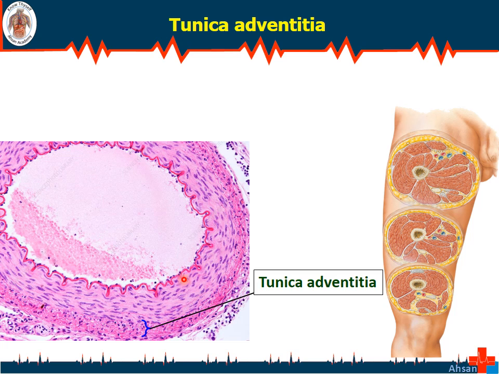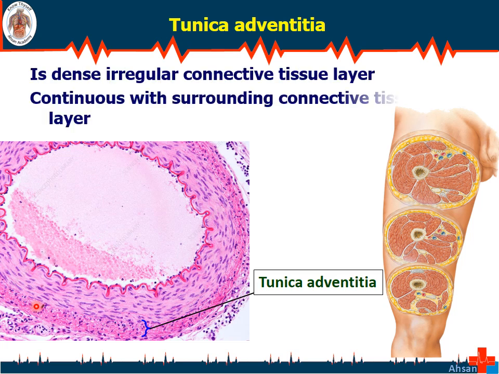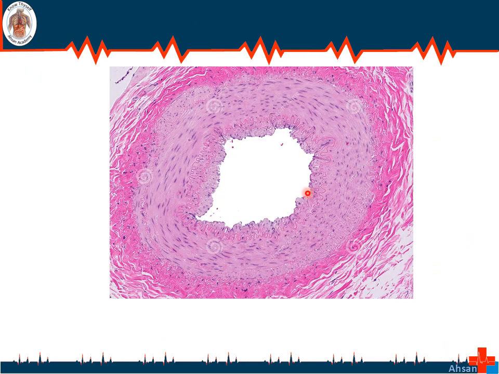Now you can see the internal elastic lamella clearly. This is the media, and after that, at the junction, there is the external elastic lamella, and outside that is the adventitia. Tunica adventitia is a connective tissue layer, and it surrounds the outer part. In vein it is very thick, in artery relatively thinner, and if the total wall is thick, this layer contains some of its own blood vessels.